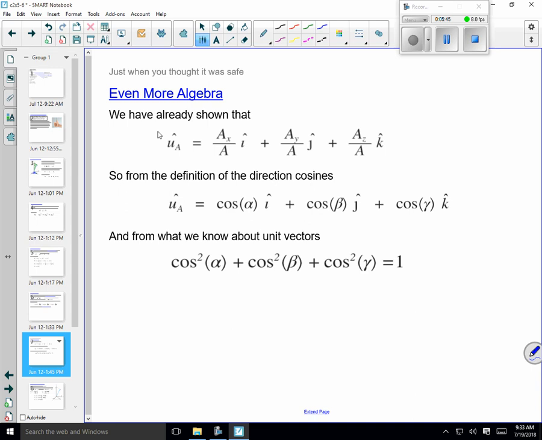Ax over a i hat plus ay over a j hat plus az over a k hat, that's just the unit vector in the direction of A. So from the definition of the direction cosines, the unit vector is cosine alpha i hat plus cosine beta j hat plus cosine gamma k hat. And I know that for any unit vector, its magnitude has to be 1. So if I take each of those cosines and square them, add them all together, it better be equal to 1.